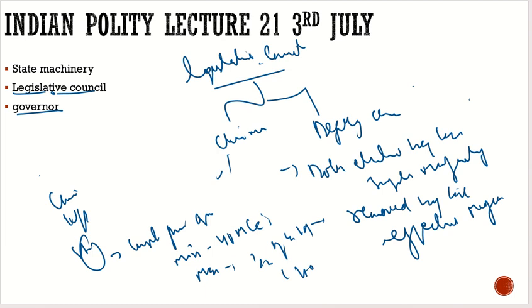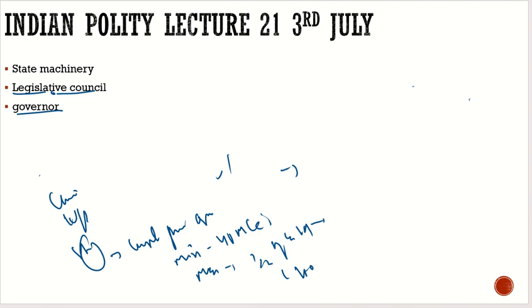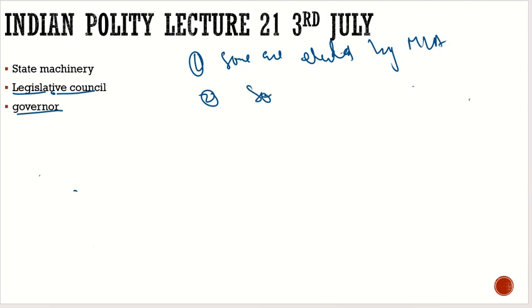So this is the composition, and let's see how the members are elected in this legislative council. There are various ways. In the Rajya Sabha, there are either elected members or nominated members, but in the legislative council, there are different ways in which they are elected. So let's discuss that. Here, some are elected by the MLAs, and second, some are nominated by the governor of the state.